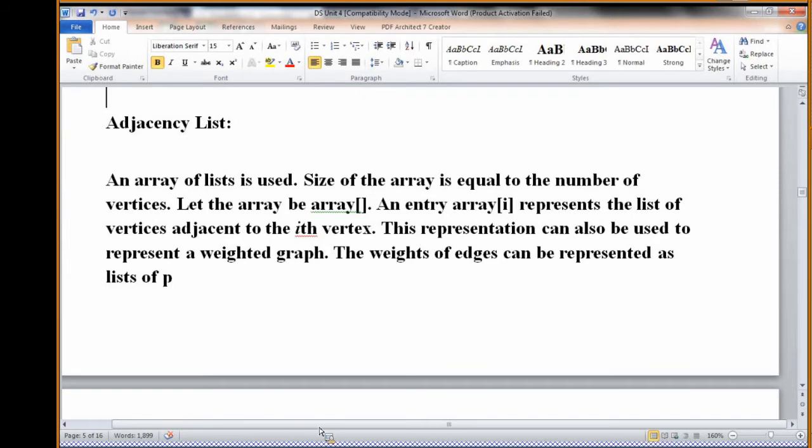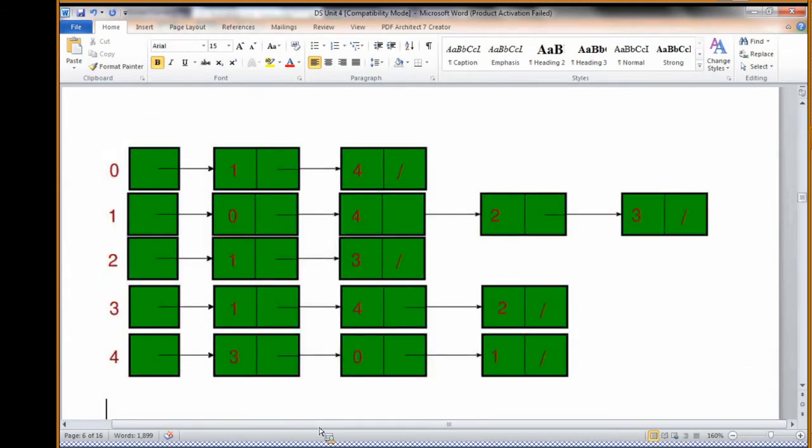And this representation can also be used to represent a weighted graph. The weights of the edges can be represented as a list of pairs. I already told you whether weightage is given or not. In some networks we require weightage, in some networks weightage is not required. For example, you want to transfer data from one node to another node, but there are 5 paths from source to destination. In such a scenario, weightage is also required. Based on the weightage, you can calculate the shortest path to transfer the information from one node to another node. So in the case of computer networks, it comes into the picture.